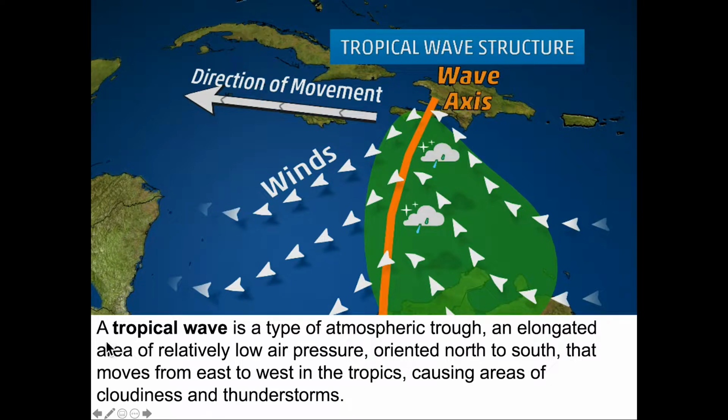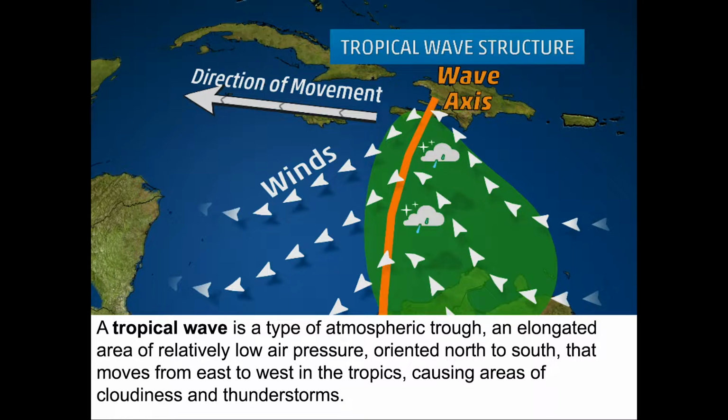Now, this starts out as a tropical wave. A tropical wave is a type of atmospheric trough, an elongated area of relatively low air pressure, oriented north and south. And this is going to move from the east to the west in the tropics to the north of the intertropical convergence zone, and it's going to result in areas of cloudiness and thunderstorms initially.